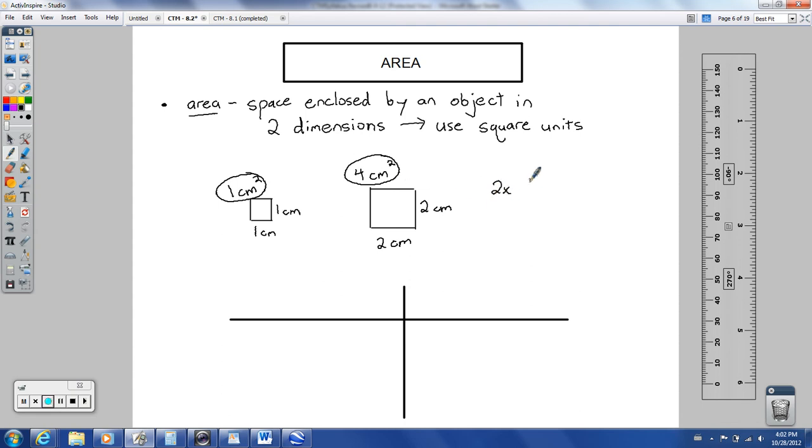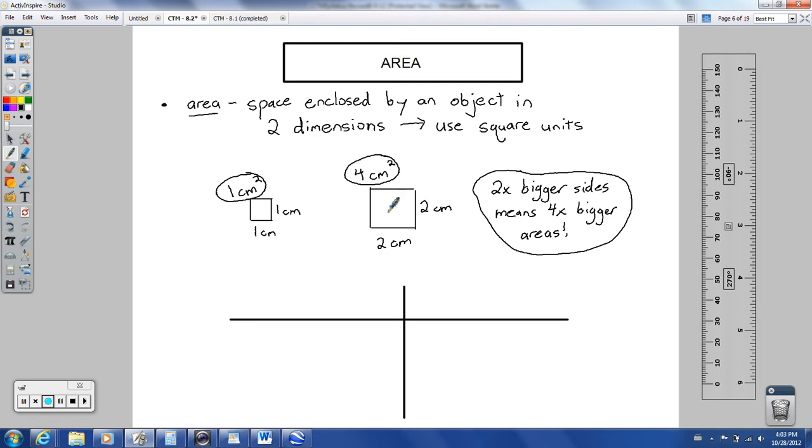So let's write this off to the side. 2 times bigger sides means 4 times bigger areas. 2 times bigger sides means 4 times bigger areas. Alright. And so then down here, let's put US customary. And then over here we'll put metric, the metric alternative.